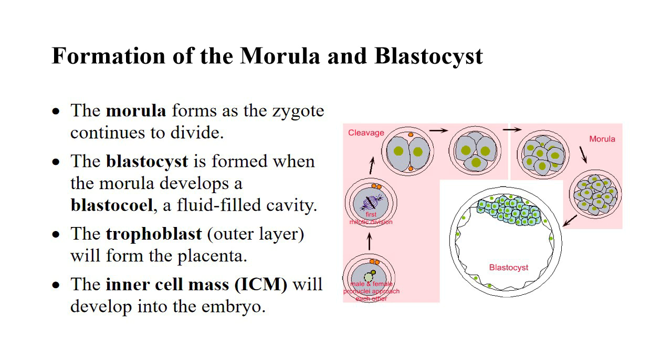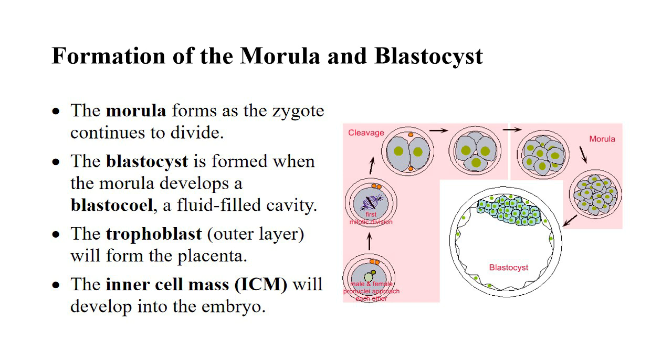This process involves the formation of a blastocoel, a fluid-filled cavity, and the differentiation of cells into trophoblast, the outer layer of cells that will contribute to the formation of the placenta. Inner cell mass, ICM, a cluster of cells inside the blastocyst that will develop into the embryo.